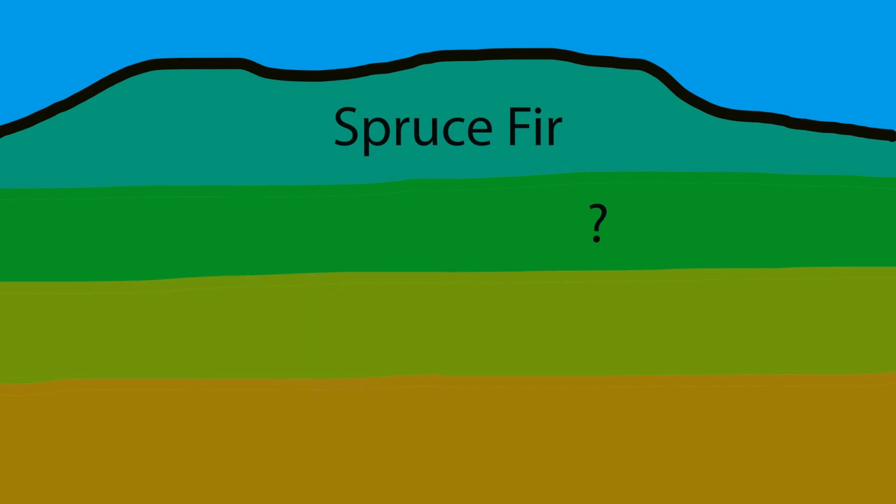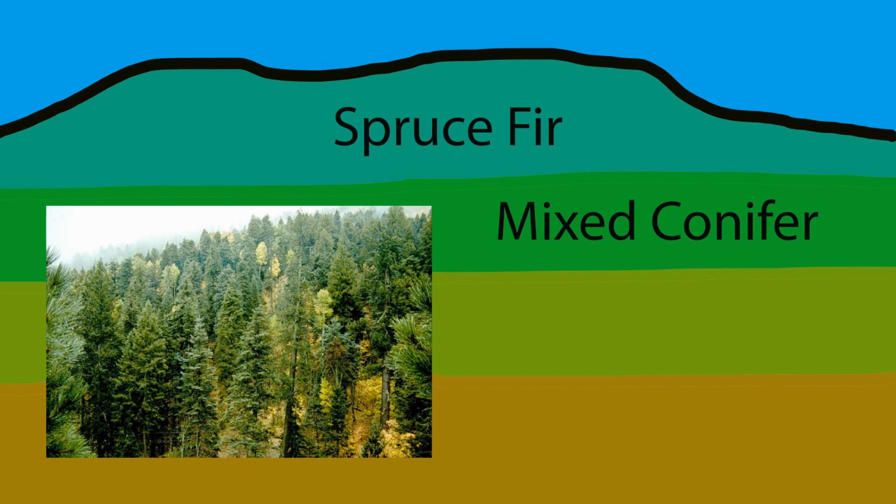How about the second life zone? Don't say it yet. Don't yell it out. Just think about it. I'll tell you when you can yell it out. What is the name of this next life zone, the second highest life zone on the mountain? It is the mixed conifer life zone. Conifer meaning pine tree. This is a life zone where there's a lot of different kinds of pine trees that live in it. So it's the mixed conifer life zone.